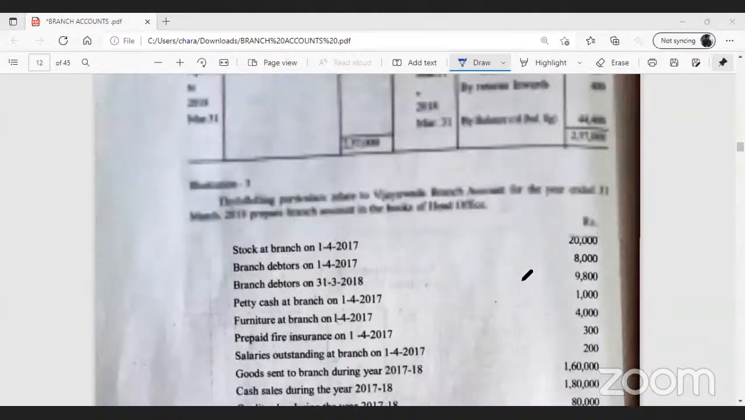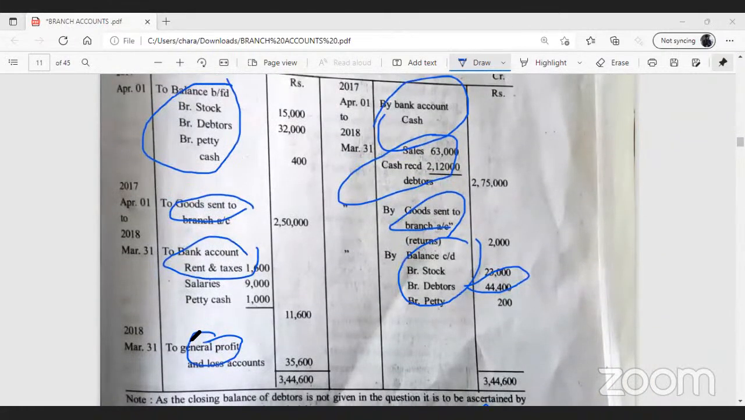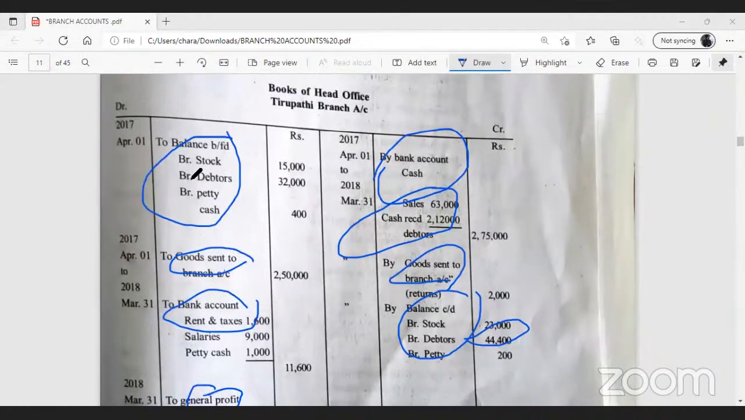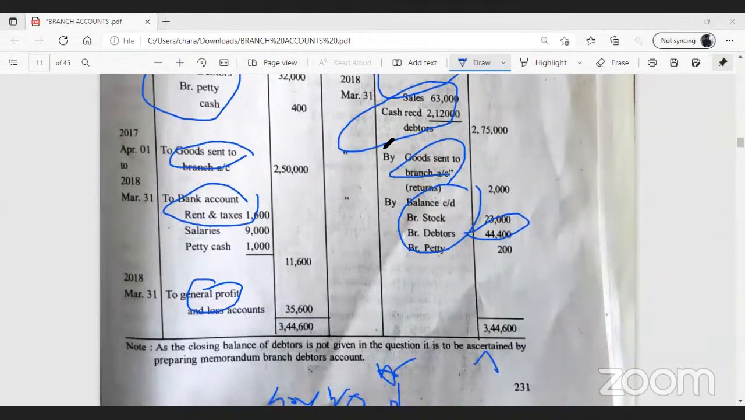So remember, in branch accounts, a simple branch account, what you do? On the debit side, transfer the opening balance of assets, then goods sent to branch, then expenses paid by the head office on behalf of the branch. On the credit side, sales, including cash sales and credit sales, cash received from credit sales, then goods returned by the branch to head office, then closing balances of assets. Like that, you take the relevant items on the debit and credit side. The difference is going to be the general profit and loss account.